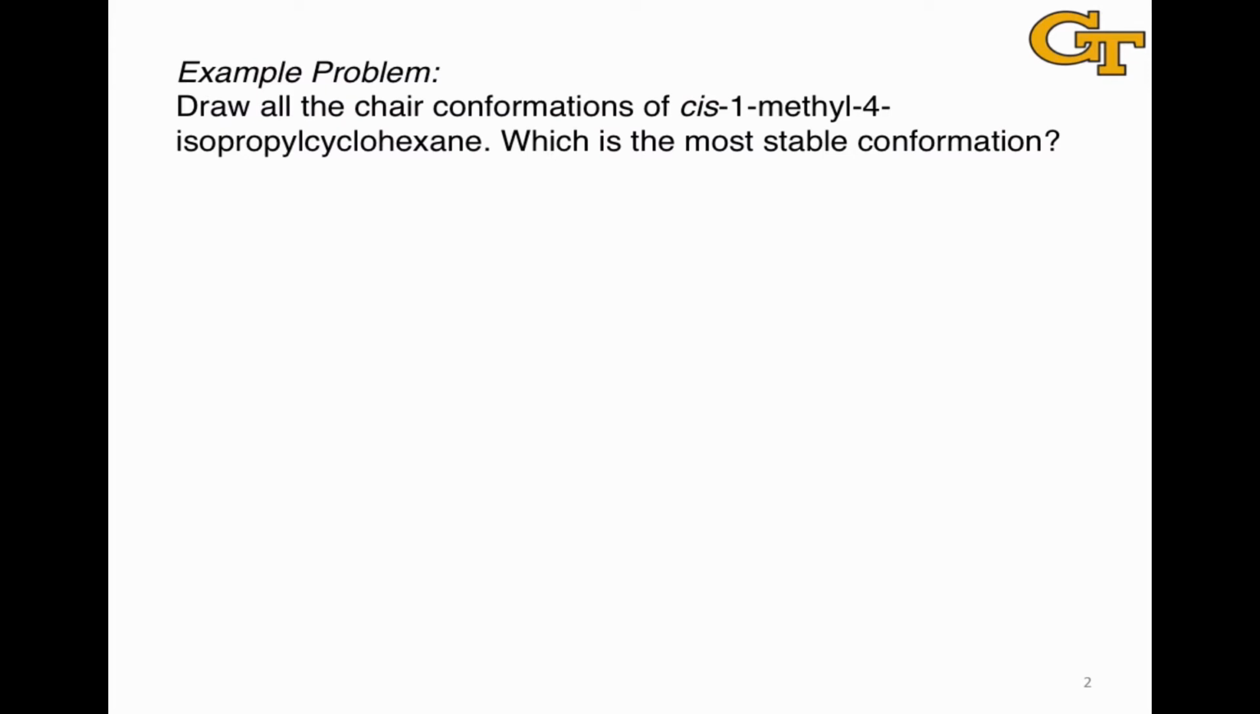In this example problem, we're asked to draw all the chair conformations of cis-1-methyl 4-isopropyl cyclohexane. There's actually more to this problem than meets the eye, because first things first, we need to convert this name into a Lewis structure.